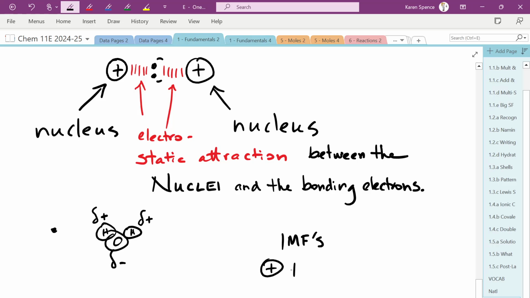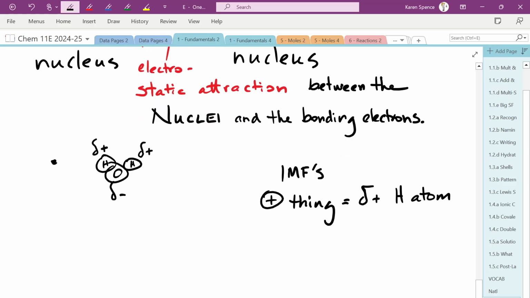Okay, so the positive thing is the slightly positive hydrogen atom. And the negative thing is the slightly negative oxygen atom. And so we might have a little hydrogen here, OH.